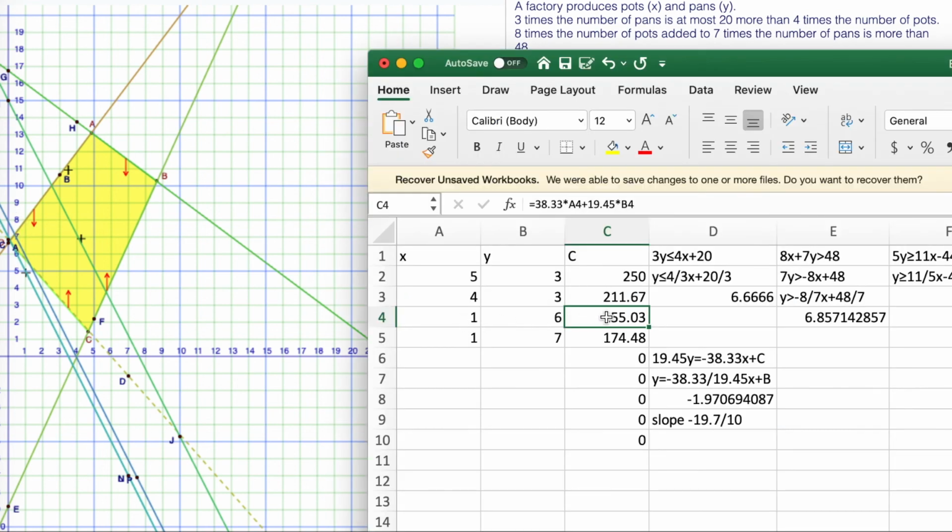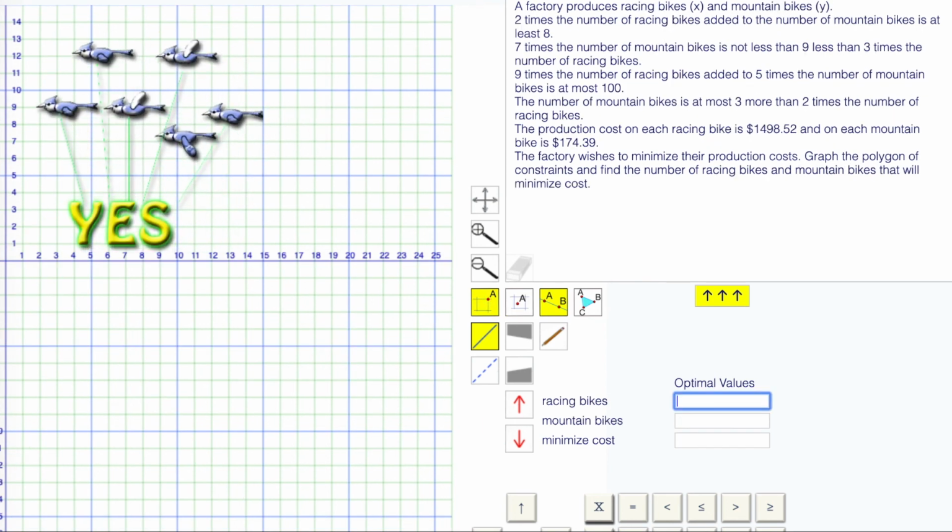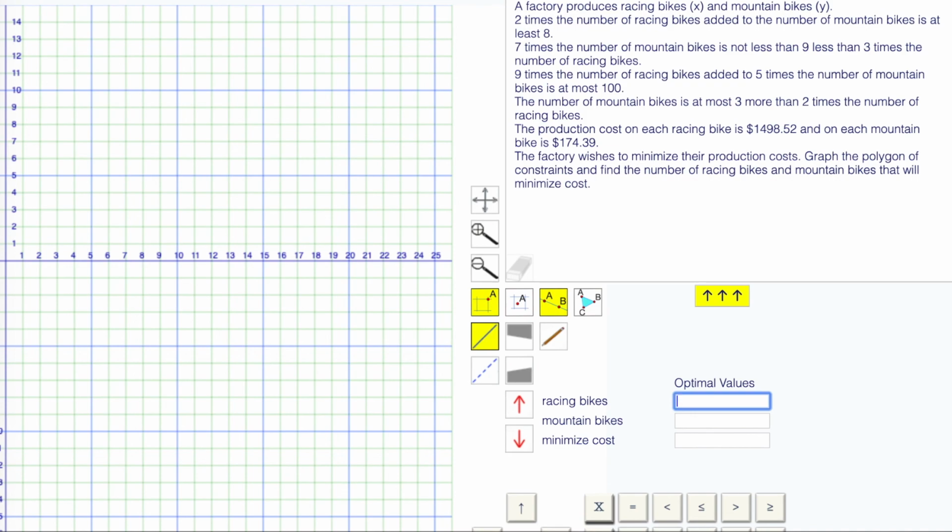So we're saying 1, 6 at $155.03 is our minimal cost. 1, 6, don't forget your dollar sign, $155.03. Then press enter. Yay. And that's it for question number 11. Have a good day.